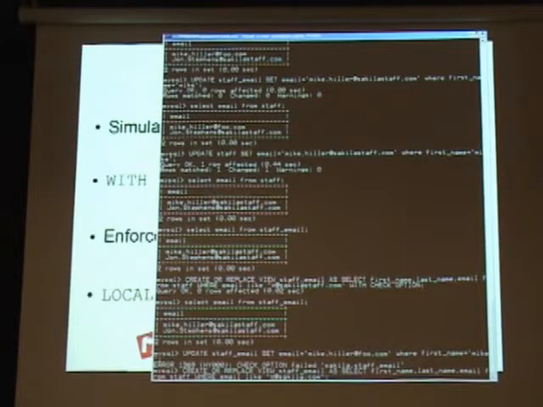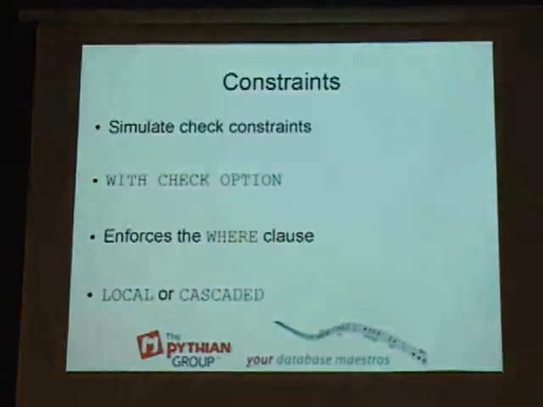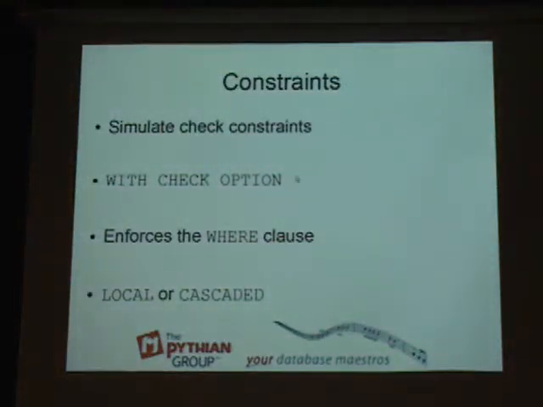Now, the other thing is you can have it local or you can have it cascaded. Well, what does that mean? That means if you've got a view, and then you've got a view that references that view, and then you've got another view that references that view, you can cascade the check option to all the wheres, all the way down. So, again, it can be pretty useful, can go pretty nuts.